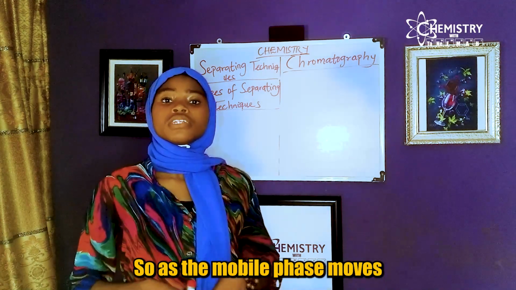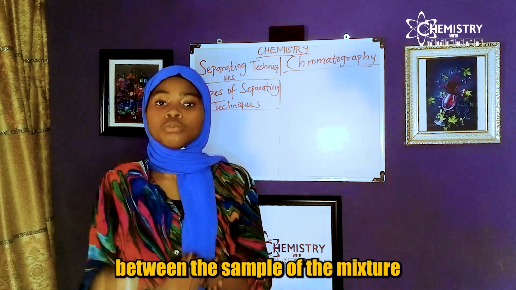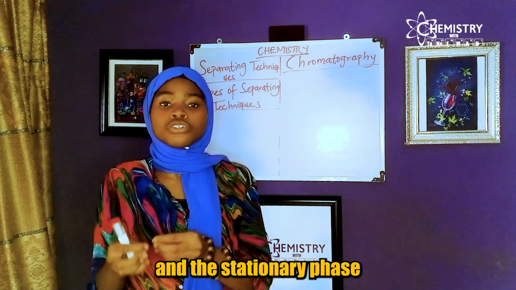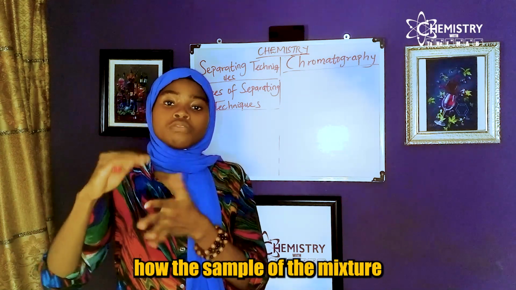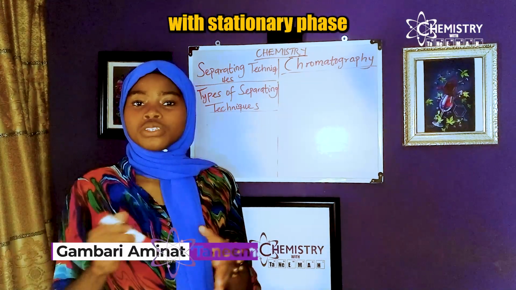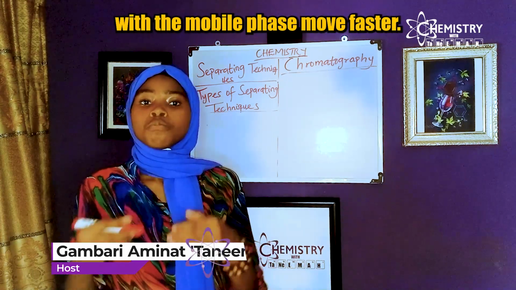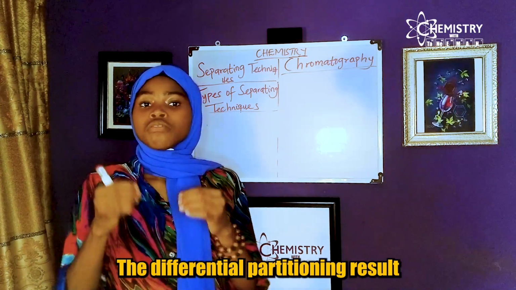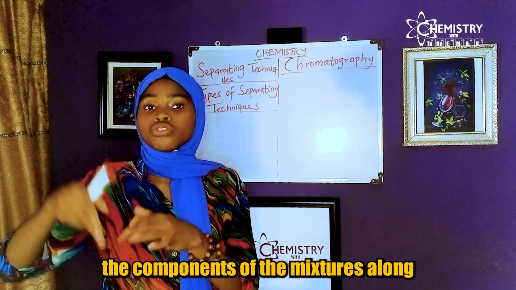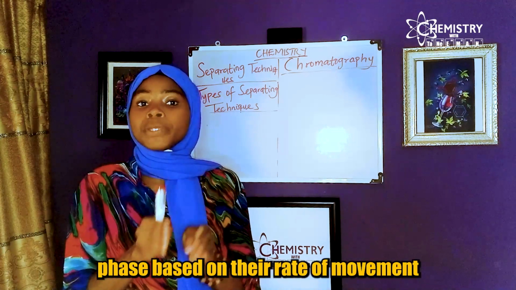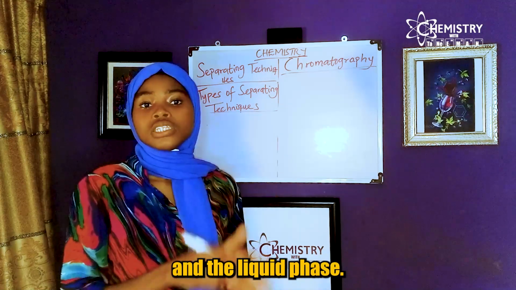As the mobile phase moves through the stationary phase, the interaction between the sample of the mixture and the stationary phase and the mobile phase will determine how the sample partitions. Those with stronger interactions with the stationary phase move slowly along the system, while those with stronger interaction with the mobile phase move faster. The differential partitioning results in distinct bands or spots separating the components of the mixture along the stationary phase, based on their rates of movement and their interactions with the stationary phase and the mobile phase.